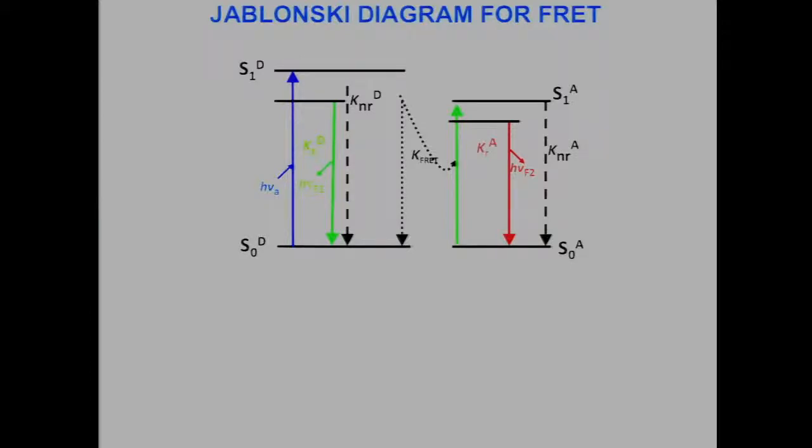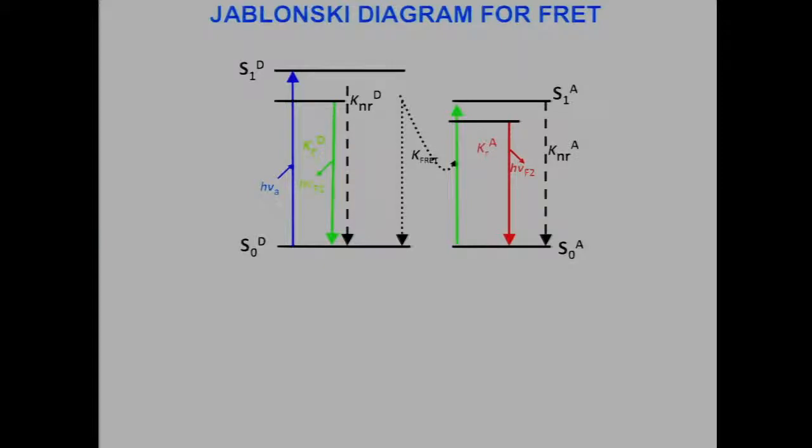We have here a donor molecule, we excite it with laser light, and this molecule can relax by emitting photons. Those will be green photons. But if we bring another acceptor molecule very close by, instead of relaxing and emitting photons, by dipole-dipole interaction, we can excite this other molecule.